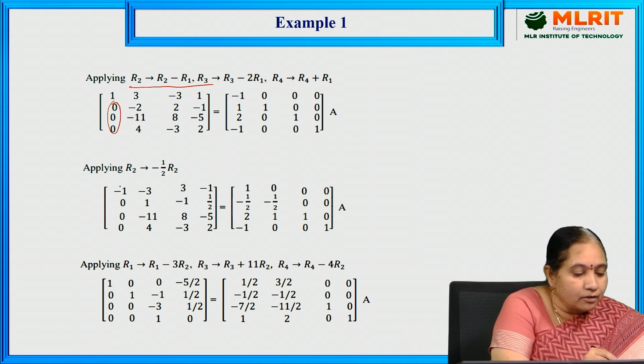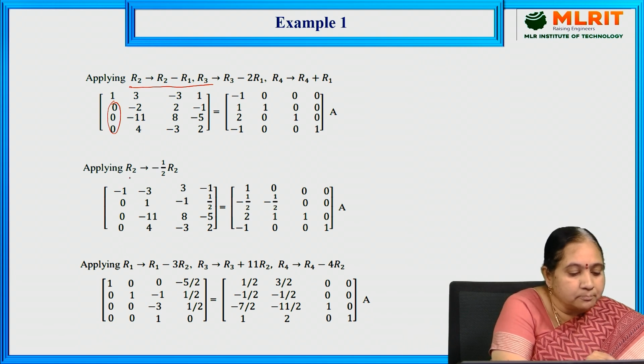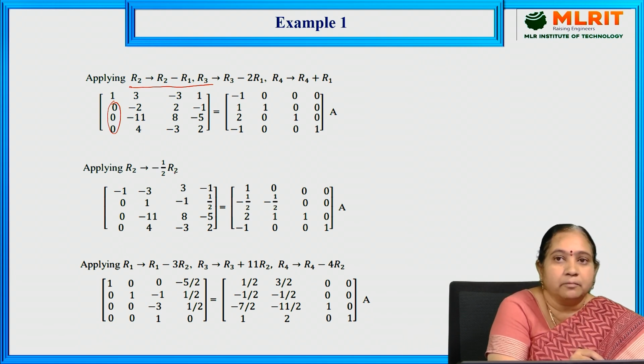Next, we apply the transformation R2 implies minus 1 by 2 R2. That means we are multiplying the second row by minus 1 by 2.